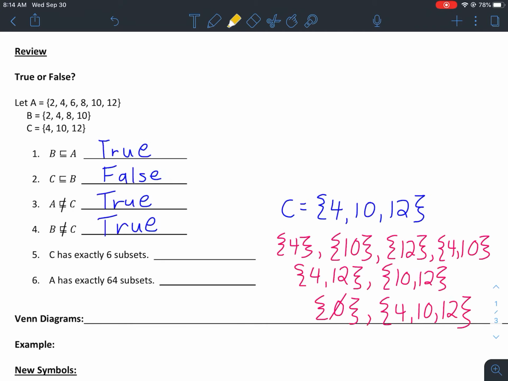So let's count how many of those are. 1, 2, 3, 4, 5, 6, 7, 8. So we'd actually have 8 subsets, not 6. So that is false.